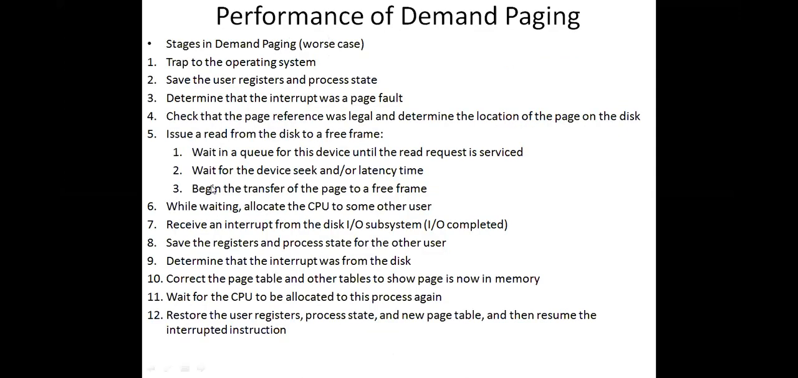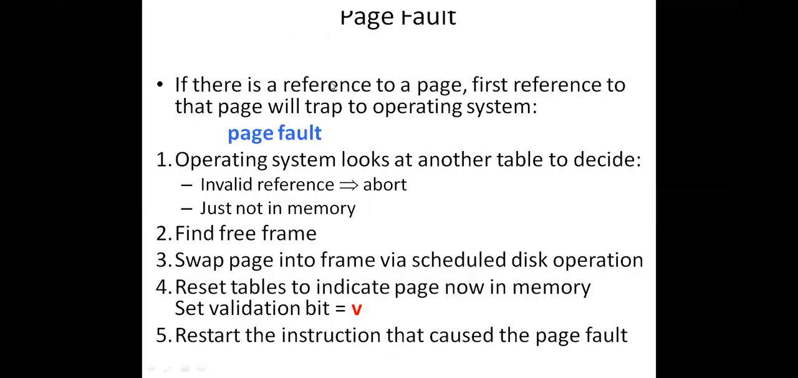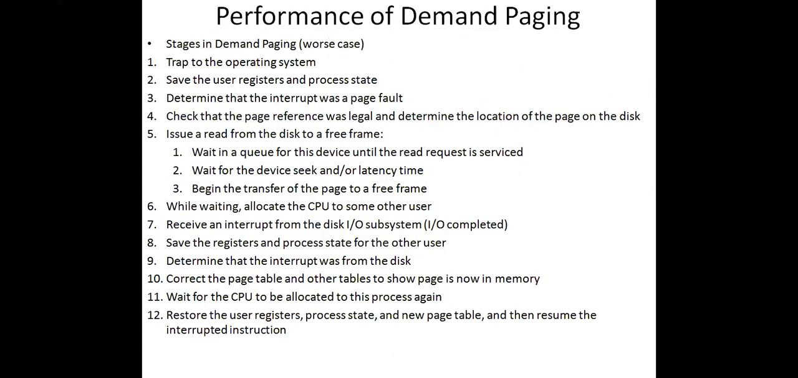The same steps. Trap to the operating system, and next save the user registers and process state. Why? Because the operating system is going to abort the process. Whenever there is an invalid reference, the operating system will abort. That means it will suspend the process until the page is available in the main memory. Whenever we want to suspend a process, as I told you earlier, we need to restart from that particular moment onwards. That is the reason why we need to save the user registers as well as the process state, where we suspend the execution. We should not use the word stop, where we suspend the execution.